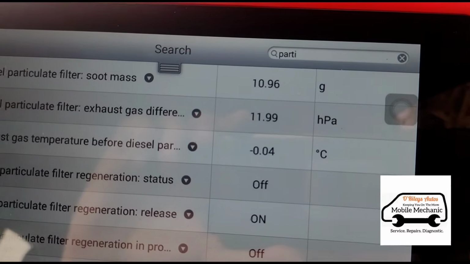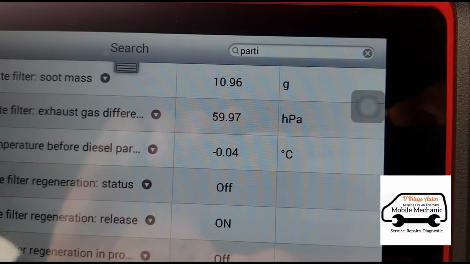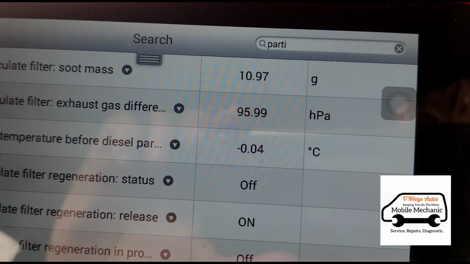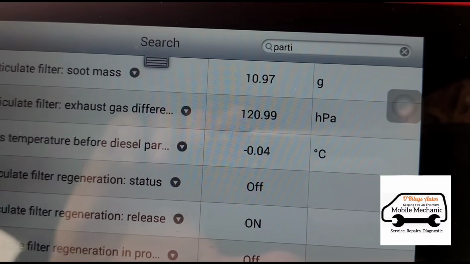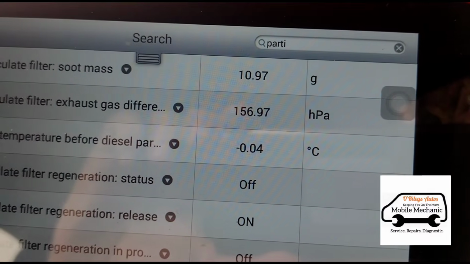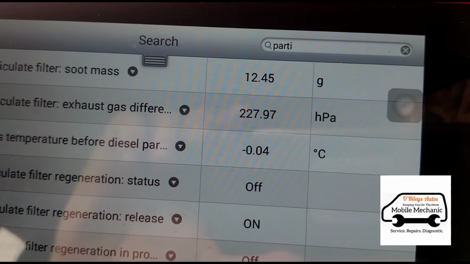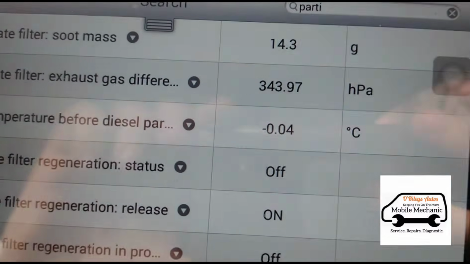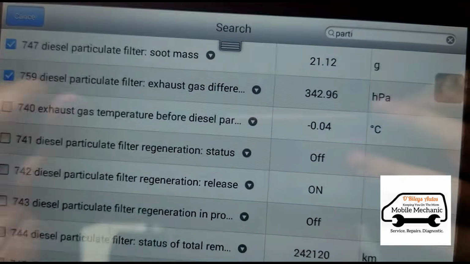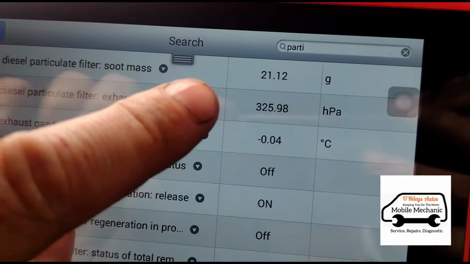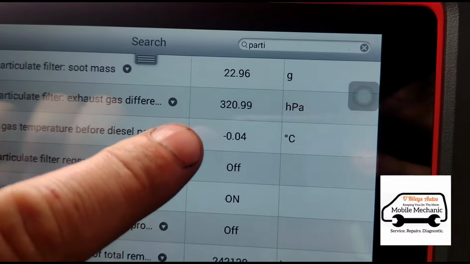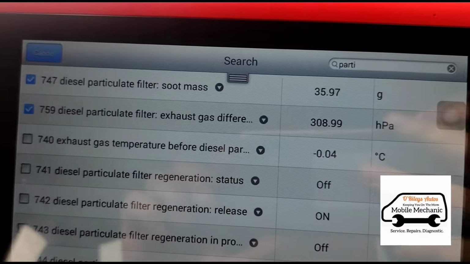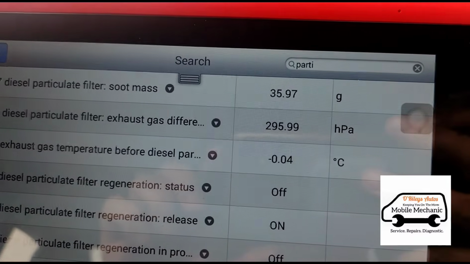So what you would get is something like that. As you accelerate the car up, you then get high readings like that. And what those high readings are going to do, if you take notice, is the particle filter soot mass is now going to increase rapidly because it thinks that the DPF is getting highly blocked. The measured soot mass is going to increase rapidly.